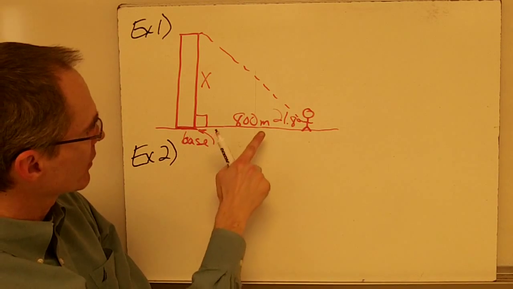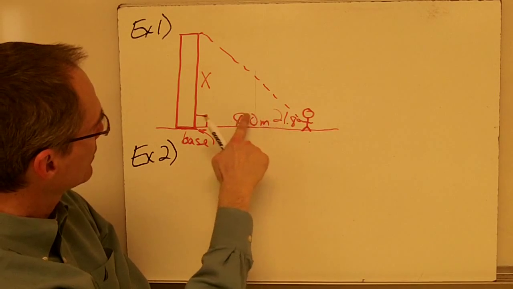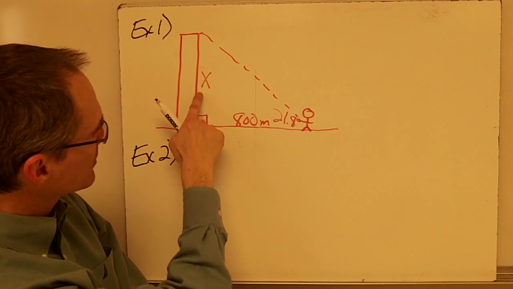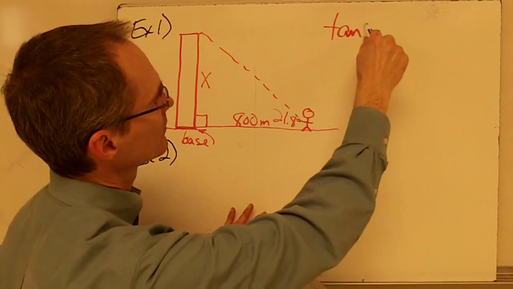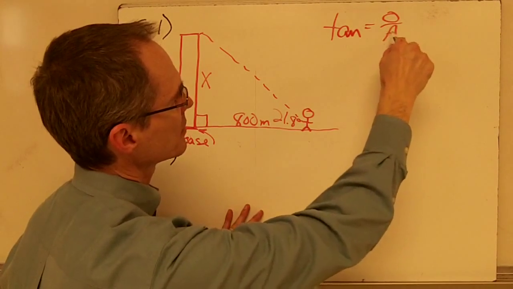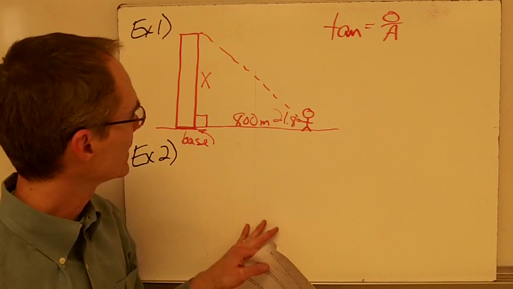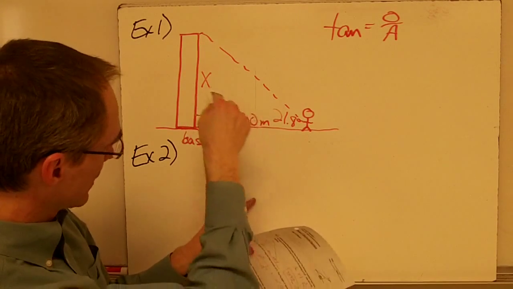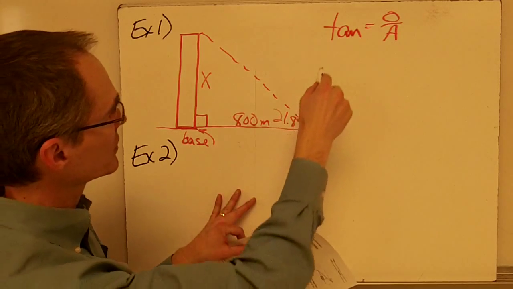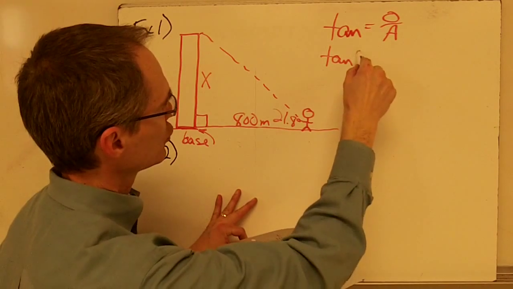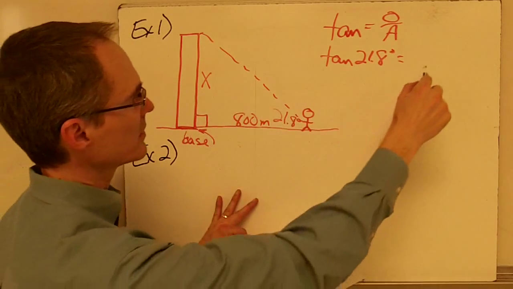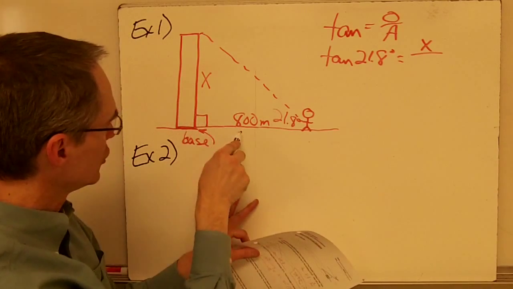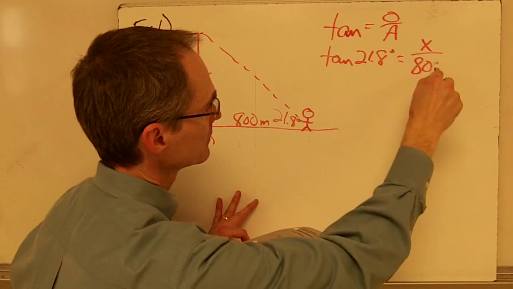So let's see, which trig ratio? Here's my selected angle. I'm looking for the opposite leg. I've got the adjacent leg. That's going to be tangent, because tangent is opposite over adjacent. Now I just fill in my missing information. I fill in all of my information from the triangle. So tangent of what angle? 21.8 degrees equals opposite is x, adjacent is 800.